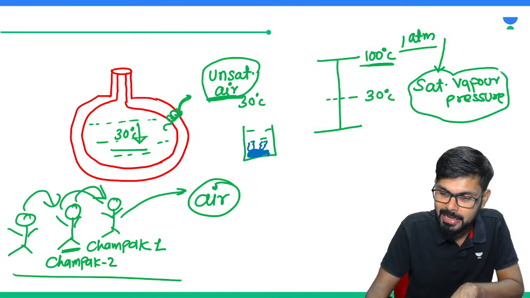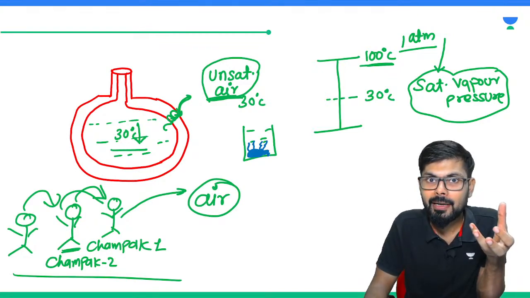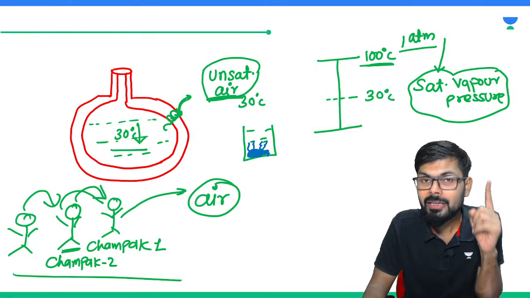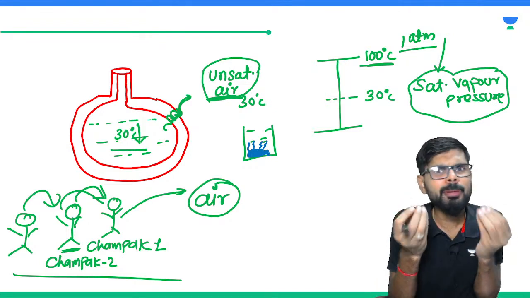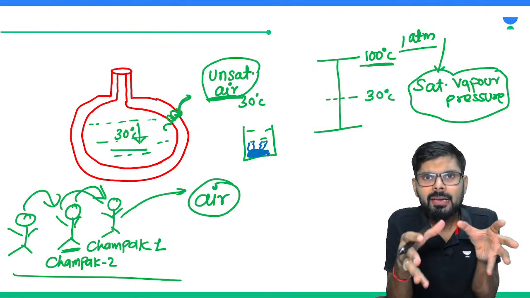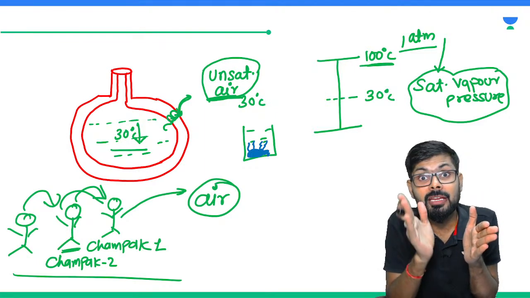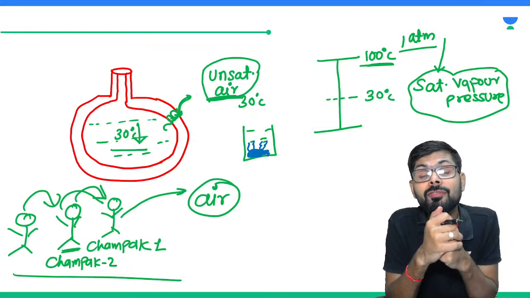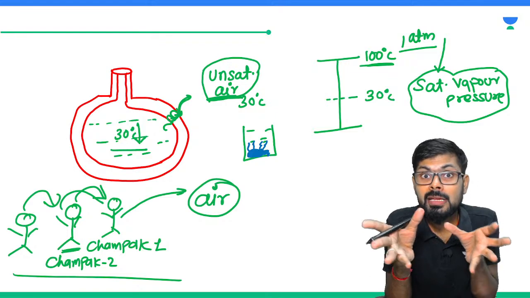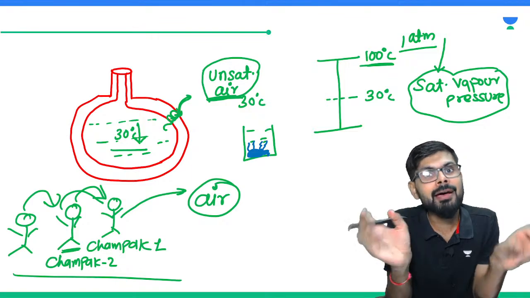It means these molecules will only evaporate if the air is unsaturated. See, this earthen pot works perfectly in May and June. But once July or August comes, the rainy season comes, and it will not work properly. Why? Because the air is saturated. When air is saturated, evaporation will not take place.